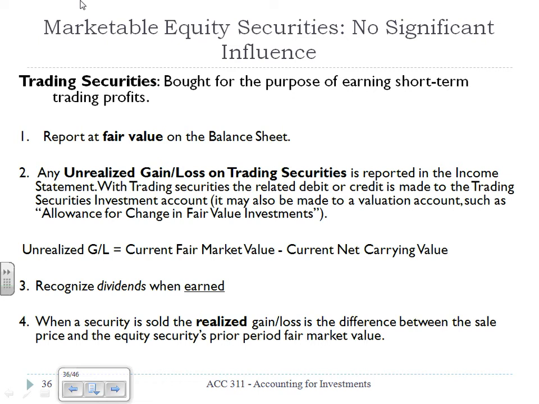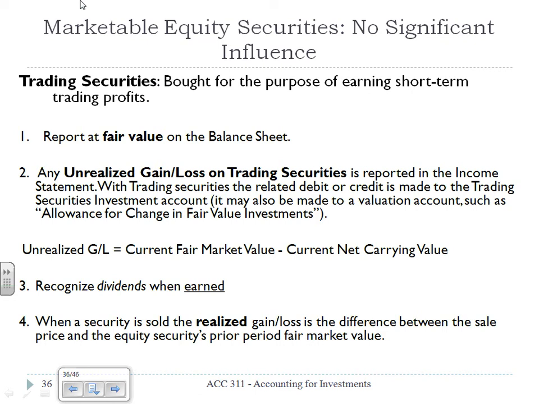For this situation, we're going to have both trading securities and available for sale. And they're equity securities, so they follow the same basic four-step process that we have for the debt, but just a little bit of a difference. They get reported on the balance sheet at fair value. We have unrealized holding gains and losses, and they're calculated in the same manner. We take the current fair market value minus the current net carrying value.